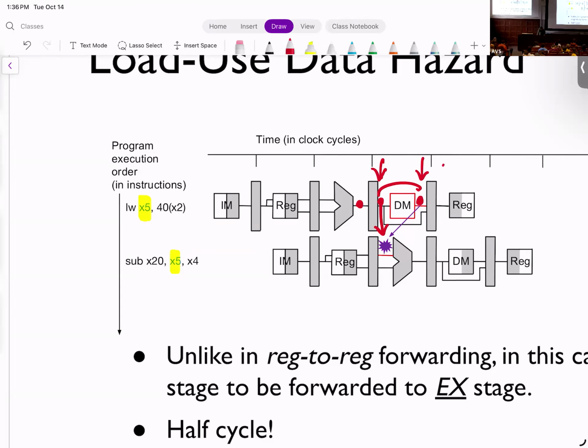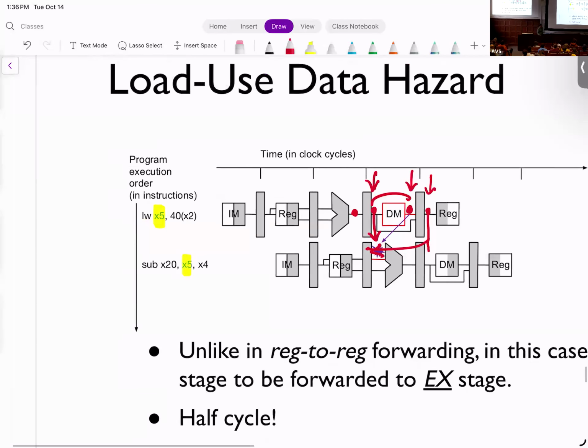What I can do though is forward from here to here. So what you would need to do for a load, this is by the way called a load-use data hazard. When the data from the load instruction immediately needs to be used, okay? For a load-use data hazard, you need to stall by one cycle so that this instruction gets here, and then from here you can forward it to your ALU operation, okay?